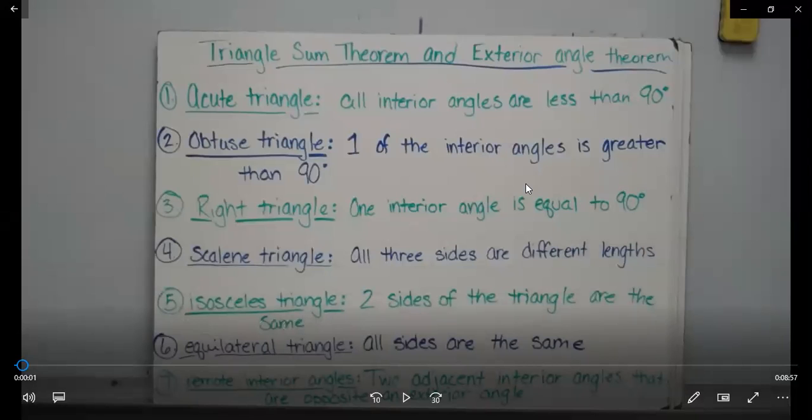Yes, we can classify a triangle according to the length of its sides and the measure of each angle. First we will start according to the measure of angles. Acute triangle: all interior angles are less than 90. Obtuse triangle: one interior angle is greater than 90. Right triangle: one interior angle is equal to 90 degrees.